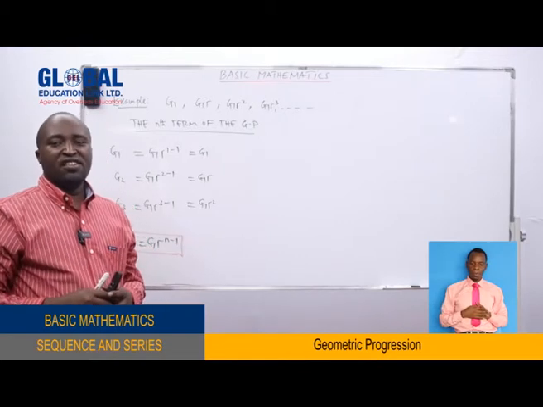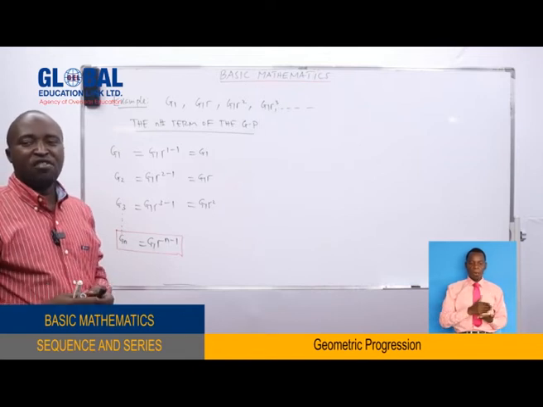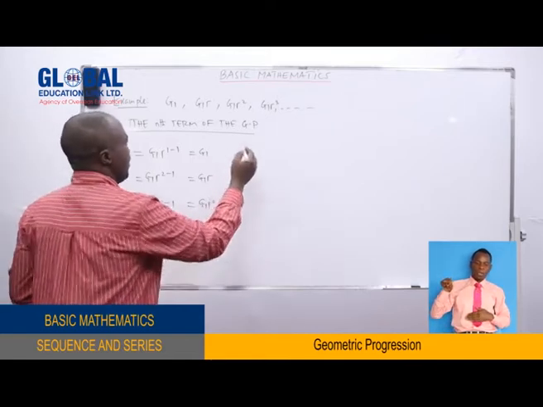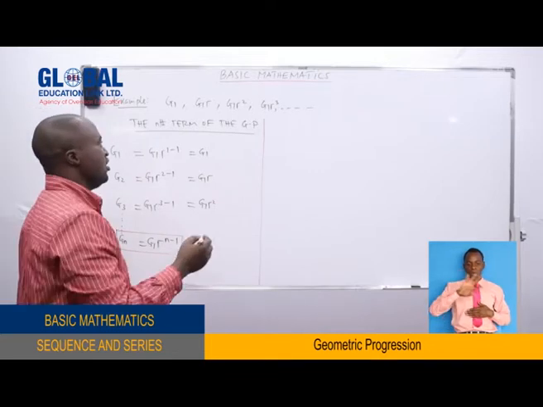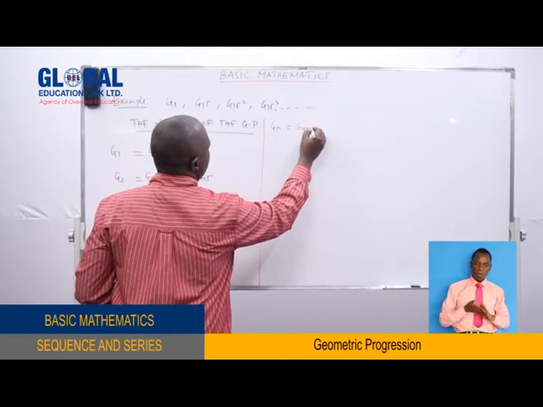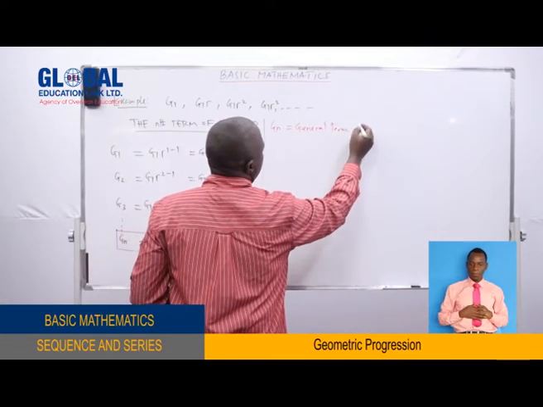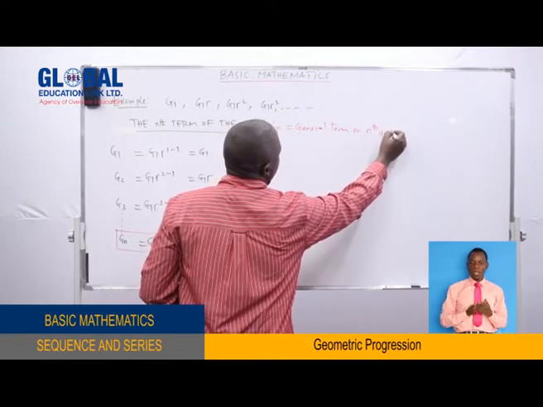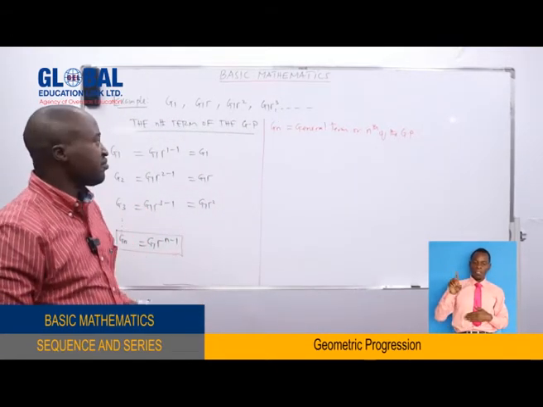So in this case, dear students, after having the general formula for finding the nth term of the geometric progression, now we can define the letters used in this general term. Remember, Gn is the same as the general term. That is called the general term, or sometimes we say that is the nth term of the GP. Remember, GP, that is the geometric progression.